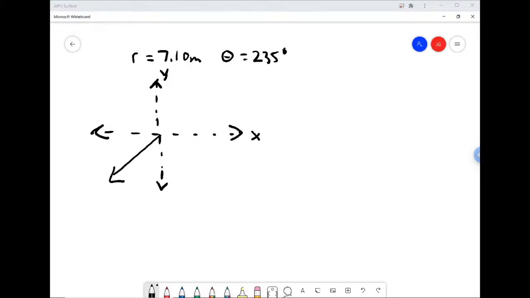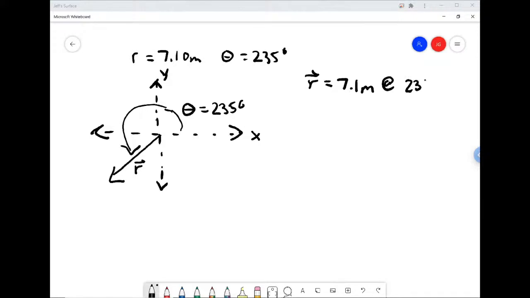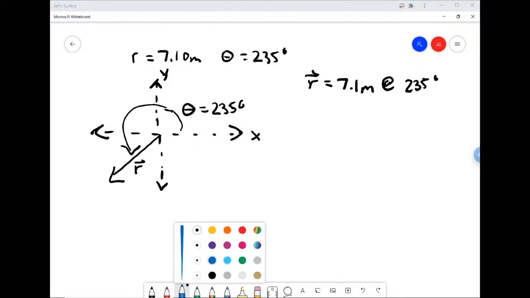How do I know? Because 235 degrees relative to the positive x-axis puts me down there in quadrant 3. Okay, so that's the setup. And so in polar coordinates, this vector, you could say, r, using vector notation, is 7.1 meters at 235 degrees.